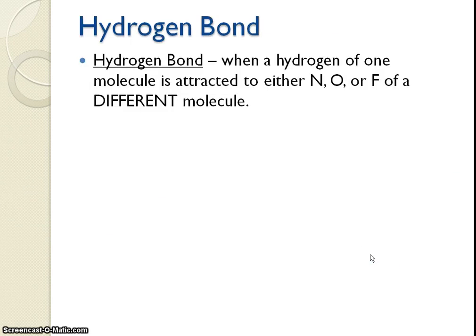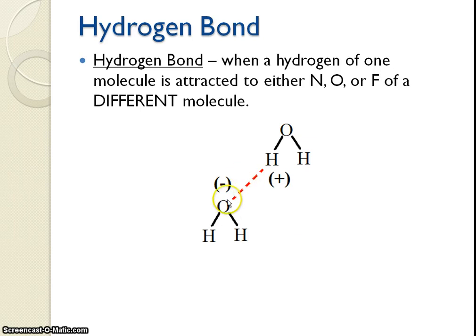The last type is a special kind called a hydrogen bond, but again, it's not actually a bond, it's just a force between two molecules. This is when you have hydrogen of one molecule that's attracted to either nitrogen, oxygen, or fluorine of a different molecule. Notice the word different is in capital letters. So it's important that you have two different molecules.